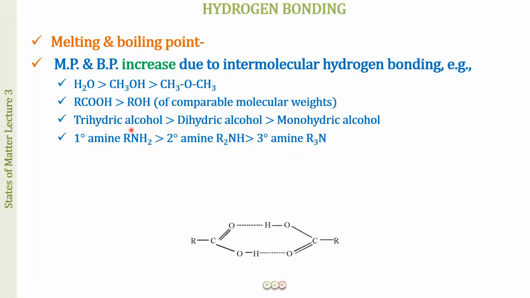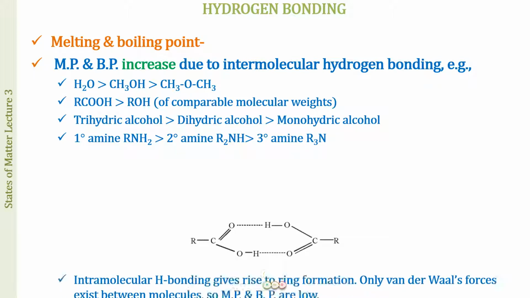So I hope you can understand the primary amines, therefore they are going to have higher melting and boiling points than secondary and tertiary amines. Tertiary amines do not have hydrogen bonding, so they will be having only van der Waals forces of attraction, which are weak forces, so low melting and boiling points.